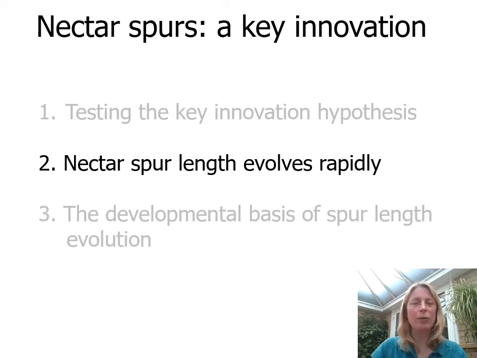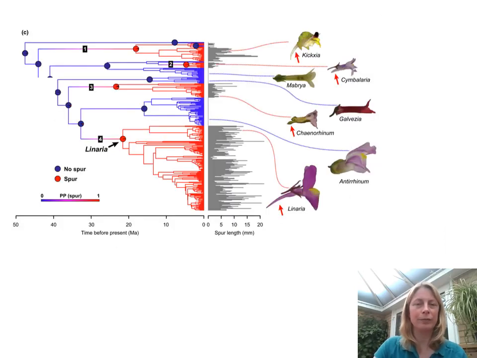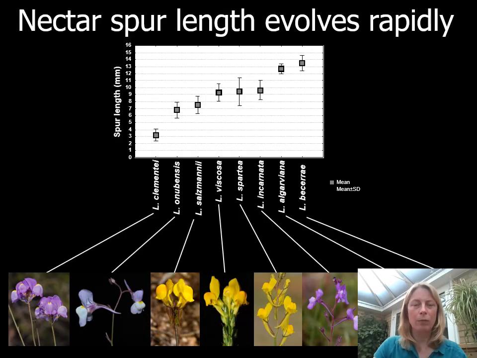And the next thing we wanted to ask was how quickly do nectar spurs evolve? To do this, we took our family tree again, the one I've showed you before, and we focused in on the very most diverse part of that tree, the genus Linaria down here shown in red. And within Linaria, we focused on this group of 8 species that are found in the Iberian Peninsula. And they have a great deal of variation in nectar spur length, from about 3 millimeters in length in this species here, up to about 14 millimeters in length in this one. And we asked, how are these 8 species related to one another? Do nectar spurs evolve gradually from short to long, or are there more rapid jumps?